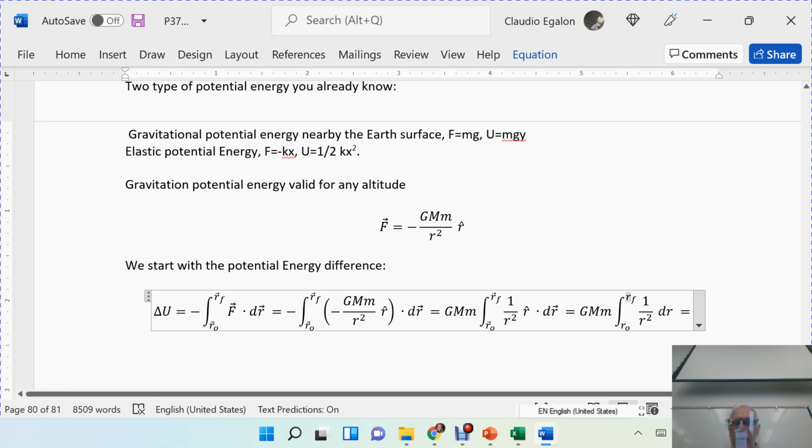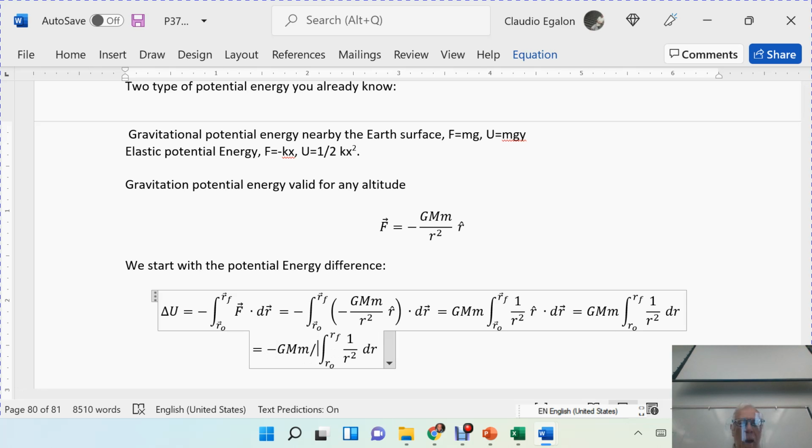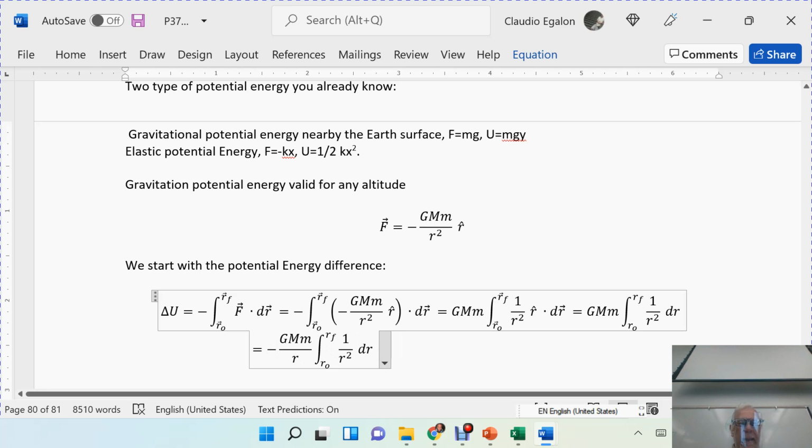We have to get this integral. The integral of one over r squared is going to be what? Everybody knows this integral, right? It becomes minus one divided by r, and then we apply the limits.